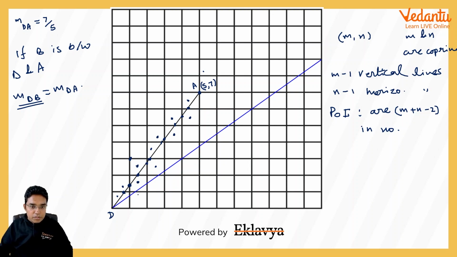Let me just check once again. 1, 2, 3, 4, 5, 6, then this 7, 8, 9, 10, 11. Yeah, it should have been actually 11. Yes, so there will be 11 such boxes through which this line will be crossing. And that is what we are looking for.